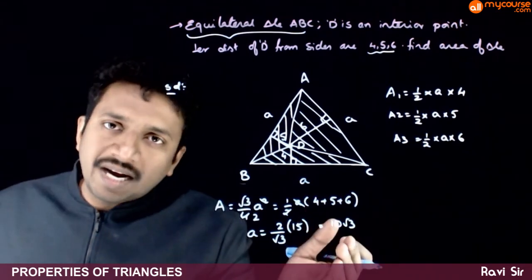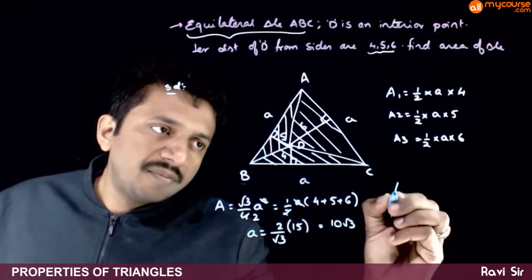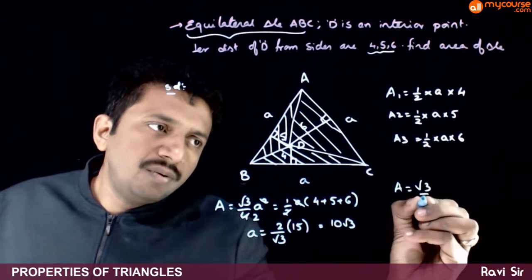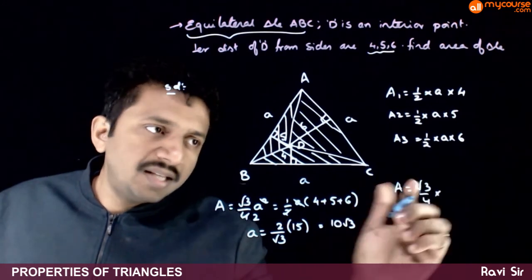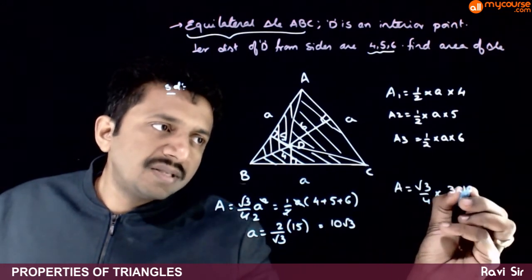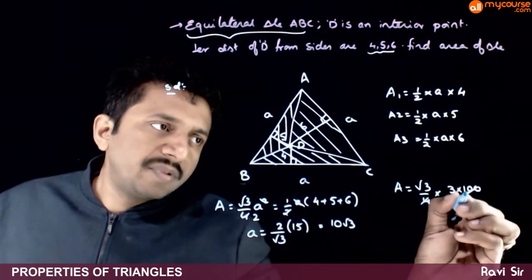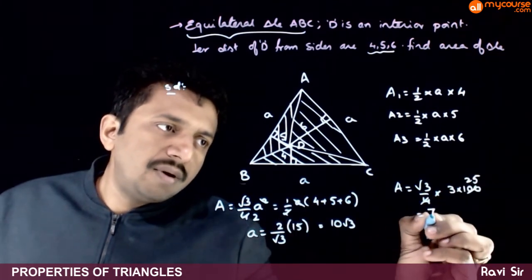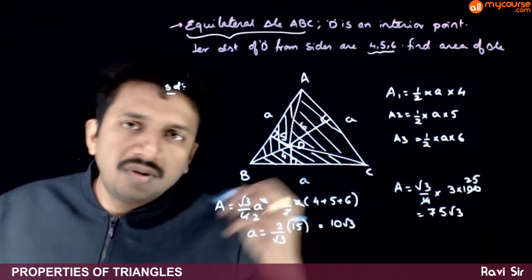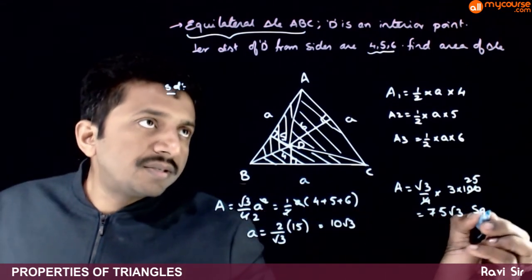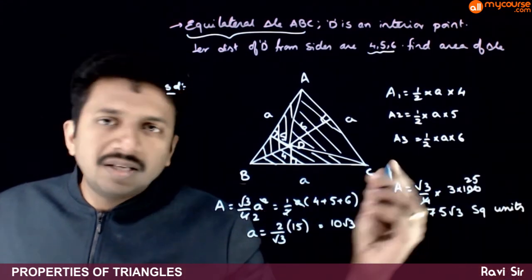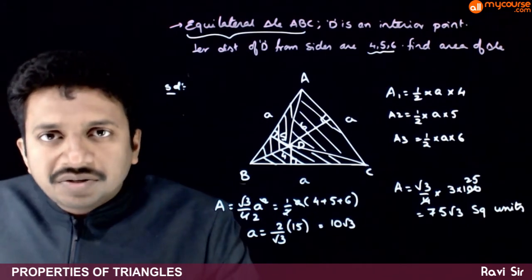Now once you got this side of the triangle, you can easily find the area. So area is equal to root 3 by 4 times a square, which is nothing but root 3 by 4 times 300. So that's equal to 75 root 3 square units. So this will be the required area of the triangle.